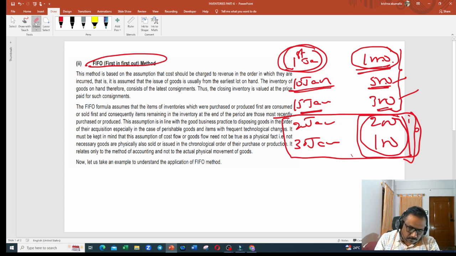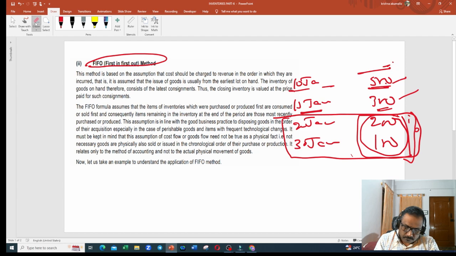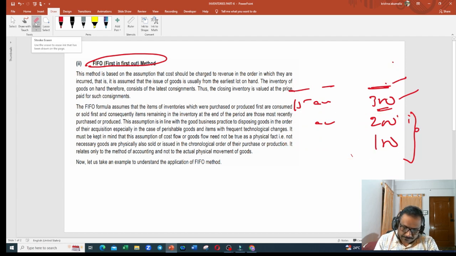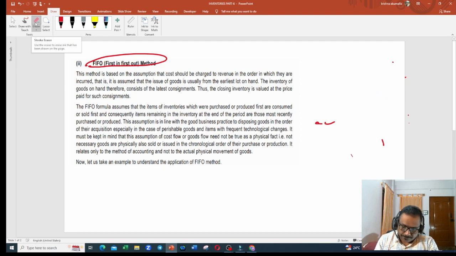Simple. Now let us read what the paragraph says. My network is very slow. Oh my God, it's taking its own time.